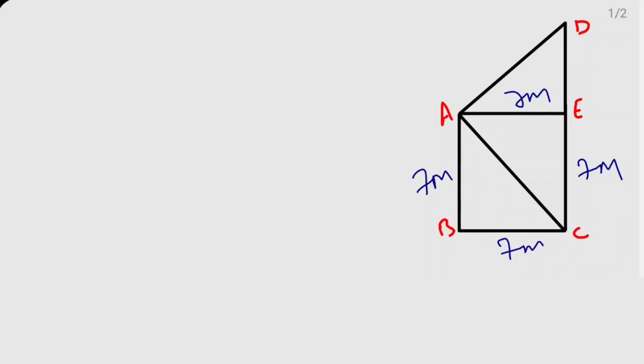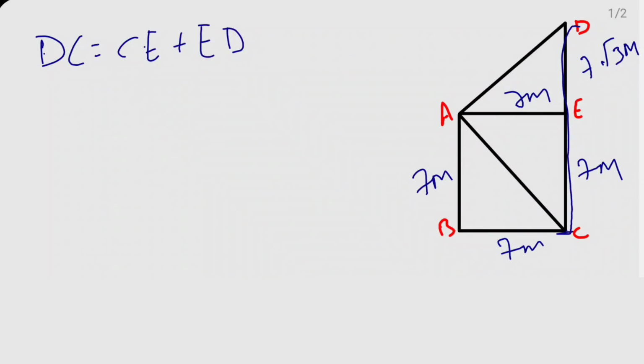Is it clear? Look at the figure. Here we find out DE. DE is 7 root 3 meter. And here we want to find out height of the cable. So height of the cable is DC. Here DC equal to CE plus ED. DC equal to CE plus DE. Sum of these two is DC. So here CE is 7 meter plus DE. DE is 7 root 3 meter.